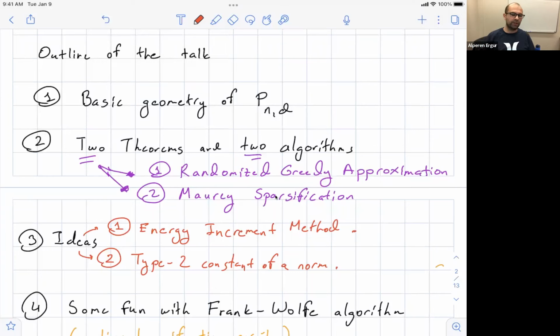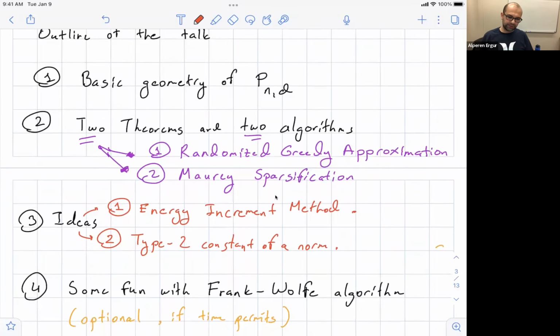I'm going to try to tell you what the idea coming out of this is, a lot of work that these people did in the 70s. And if we have time, I don't think we will, there is also some fun you could have on this subject using a Frank-Wolfe type algorithm, like constrained gradient descent. It's not algorithmically efficient, but it gives you a nice theorem. But probably I'll skip that part. Okay, that's kind of the outline.